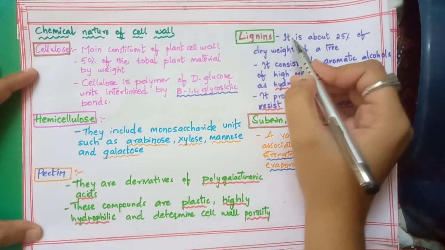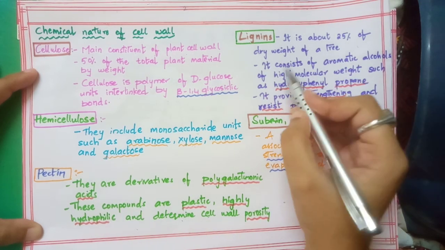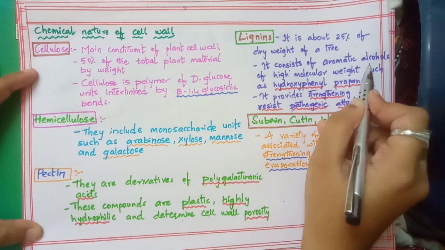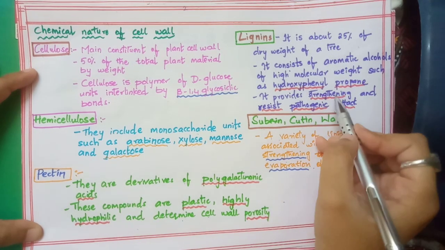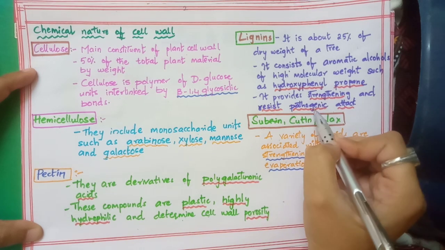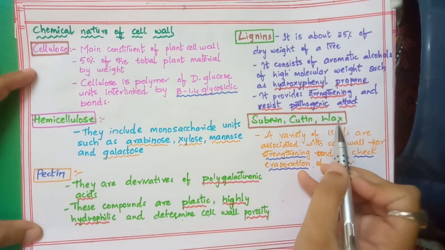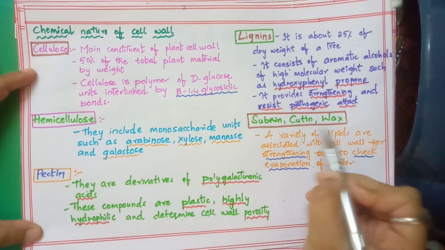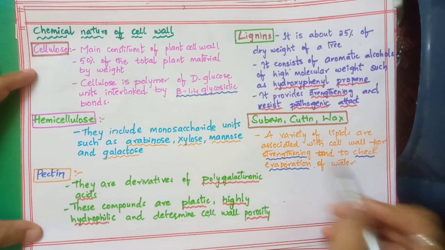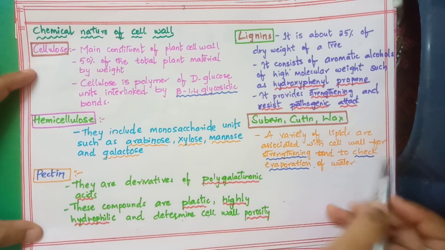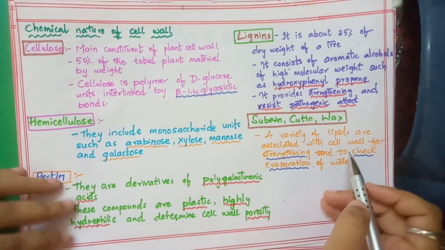Then lignins. It is about 25% of the dry weight of a tree. It consists of aromatic alcohols known as hydroxyphenyl propane. It gives strengthening and it resists pathogenic attack. Then suberin, cutin and waxes. These all are lipid derivatives. Here it gives strengthening and it checks the evaporation of water in the form of transpiration. It reduces the transpiration rate.